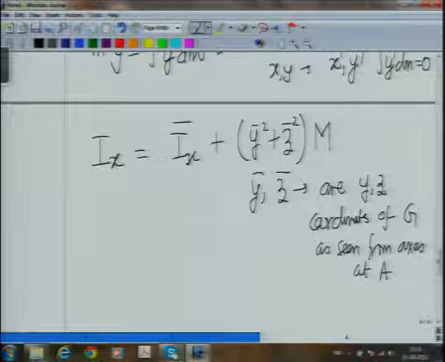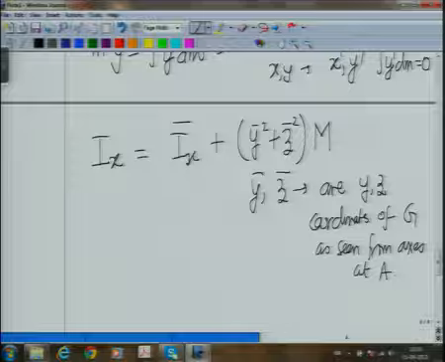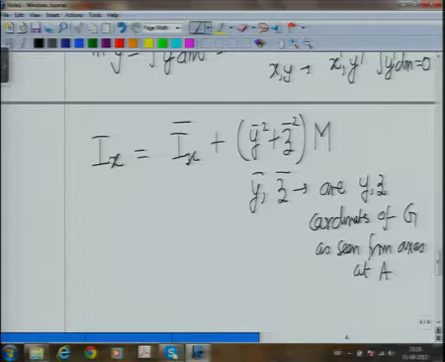Sometimes you have a confusion. If you have a confusion, always keep in mind that the minimum moment of inertia is through the center of mass. If you go away from the center of mass, the moment of inertia has to increase. So that way you will remember where the plus sign comes. Okay. So this is how we work out the moment of inertia.